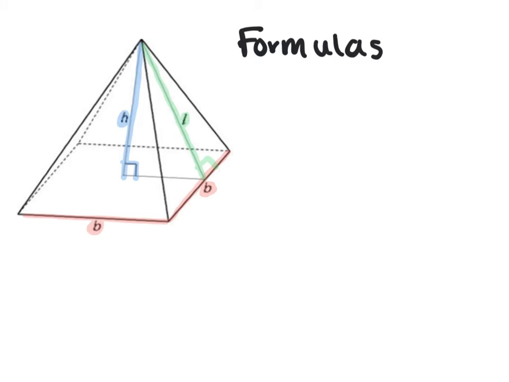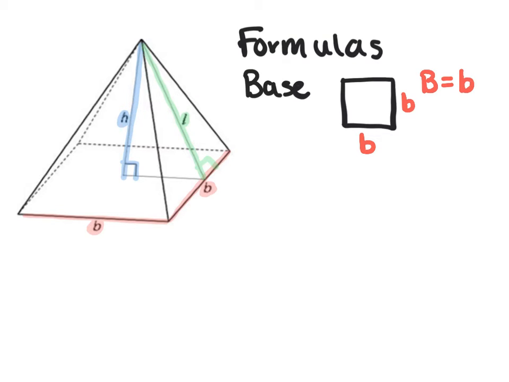So if we want to deal with our formulas for a pyramid, we have the base, which is a square where both sides are b. So the area of the base is always just b squared. The lateral area is 4 times the area of one of those triangular faces.